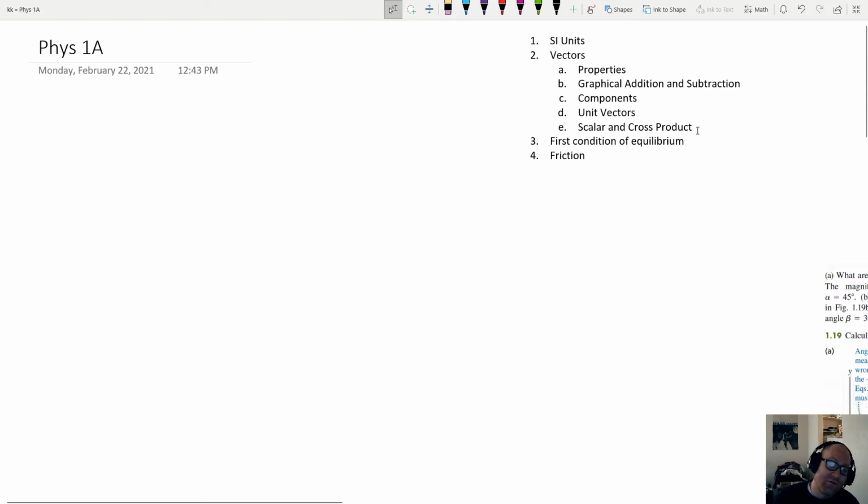I hope I can get through all these topics on vectors, because if so, then we can start getting into some applications, such as the first condition of equilibrium and friction. So I think chances are we'll probably get to about here, talking about the scalar and cross products, and then we'll pick up with equilibrium next time. But if we have time, we'll keep going.